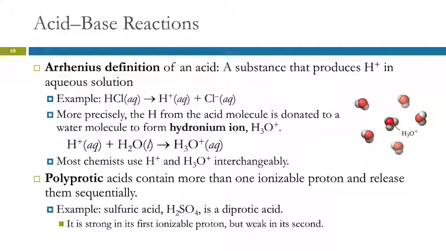There are different definitions of acids. We're using the Arrhenius definition, and this is the one we used when we talked about naming and writing formulas. An acid is a substance that produces hydrogen ions in aqueous solution. So we learned to recognize HCl aqueous as an acid. When HCl, a molecular compound, is dissolved in water, it ionizes and forms hydrogen ions and chloride ions.